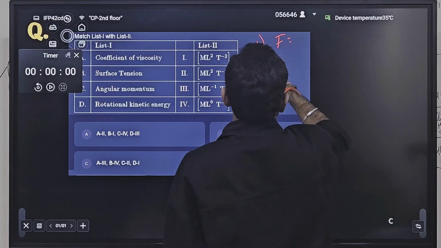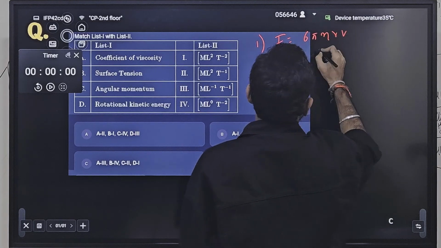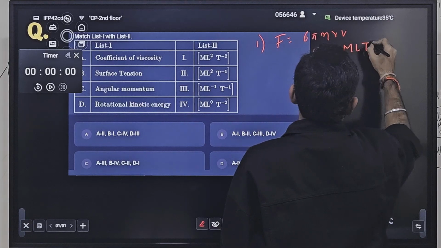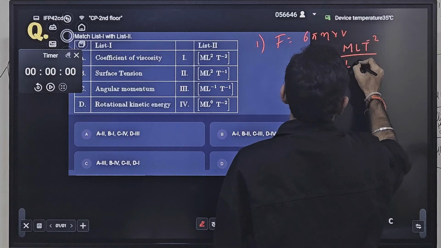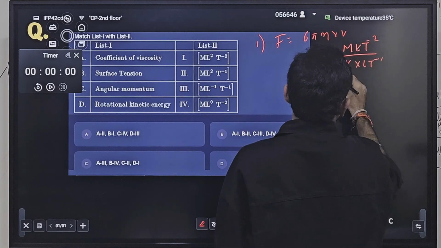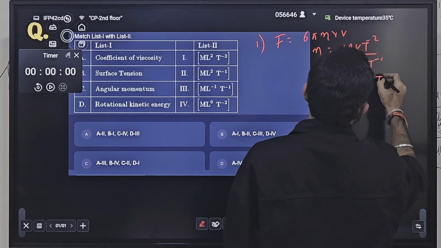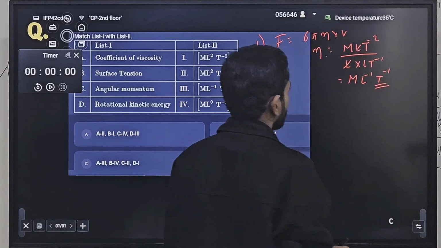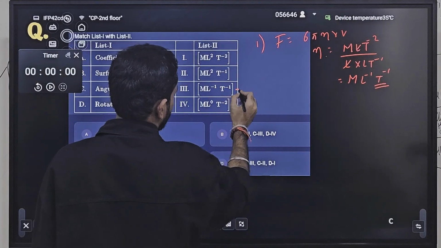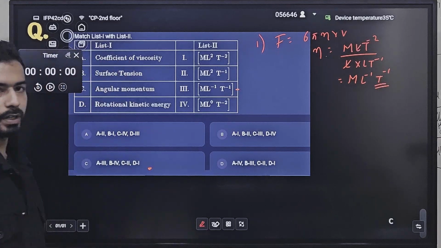The first thing that comes into my mind: I know that force is equal to 6 pi eta r v on a spherical body. So eta can be written as force, M L T minus 2, divided by r, L, into velocity, L T minus 1. L will cancel. What is the final result that I get? M L minus 1 T minus 1. Which option is coming for eta? M L minus 1 T minus 1. Cancel 3. Only one option remains, so I can say C is going to be the correct answer.